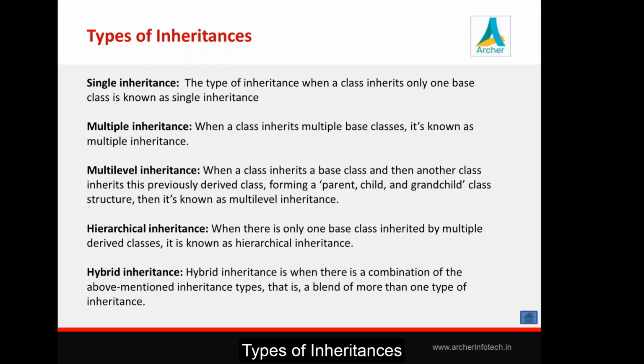In this case, we create a parent, child, and grandchild kind of relationship. Means one class, a child of that class, and a grandchild of that class. This way we create multi-level inheritance. Hierarchical inheritance is where one class has multiple child classes, meaning multiple derived classes. And then hybrid inheritance, which is a combination of all these types, like the diamond-shaped inheritance.